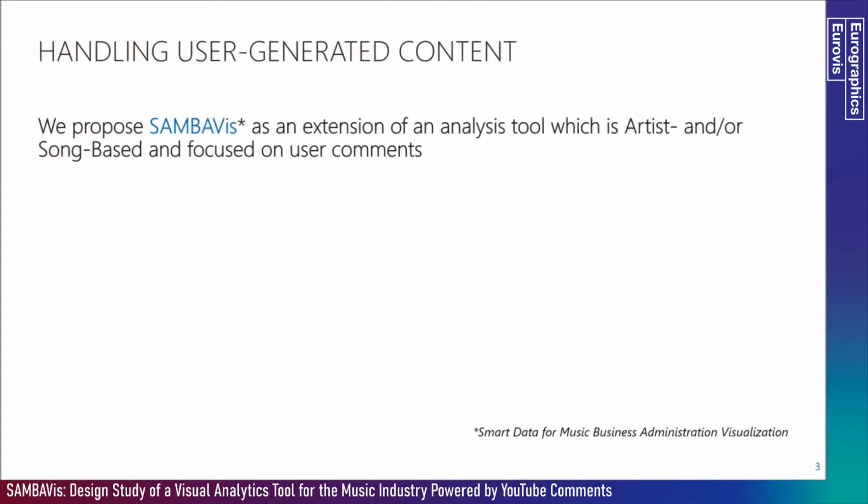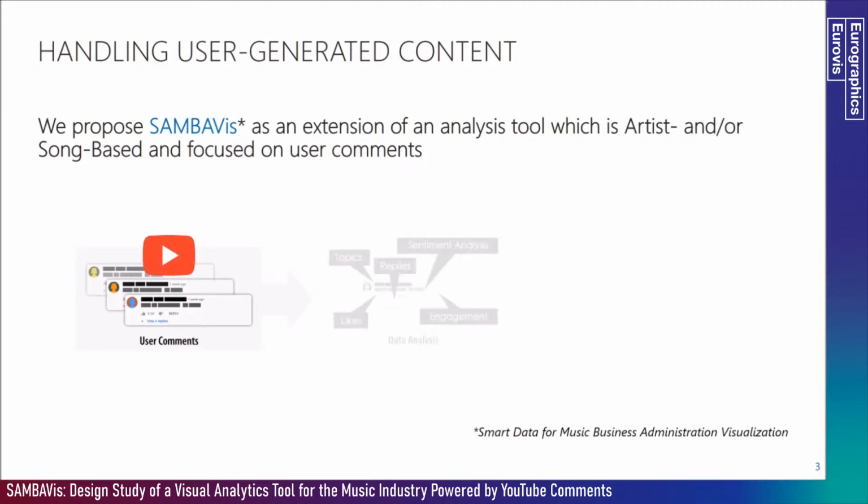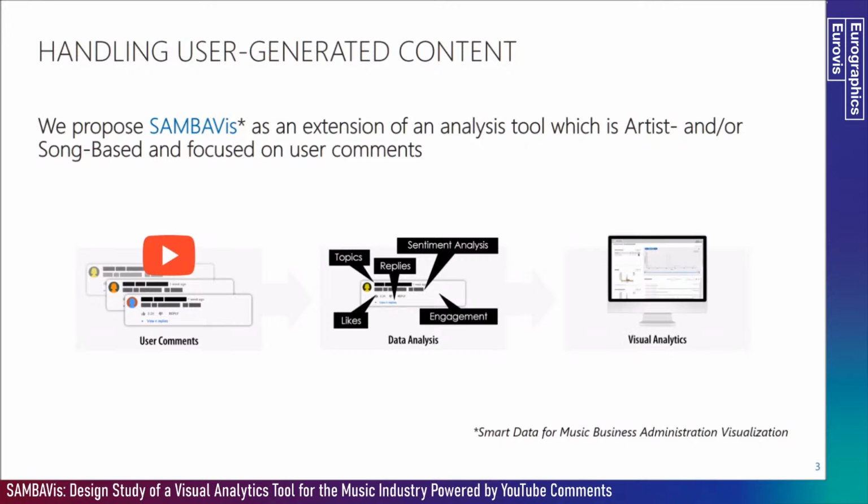Therefore, we propose Smart Data for Music Business Administration Visualization, or SAMBA, as an extension of an analysis tool such as YouTube Analytics, which is artist and song based and focused on user comments. After getting comments from music videos on YouTube, we run different natural language processing algorithms and store the results on a local database. We then visualize the results on our SAMBA-Viz dashboard.